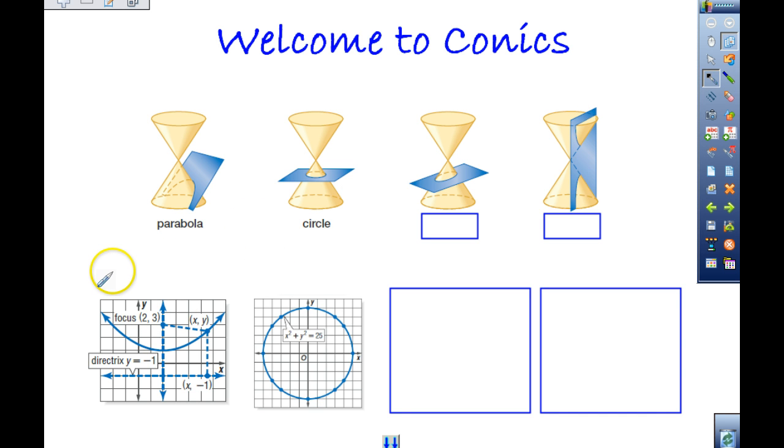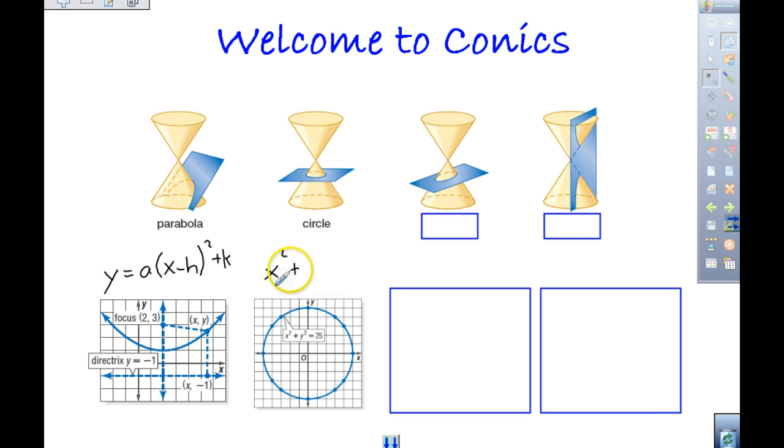So first of all, the parabola was, I think, in this format. You might recall, this is a parabola, called vertex form. The equation of a circle looks like this: x squared plus y squared equals r squared. r is the radius of the circle. So each of these is going to be like its own section, its own part of the chapter. We'll spend a few days on parabolas, a few days on circles.